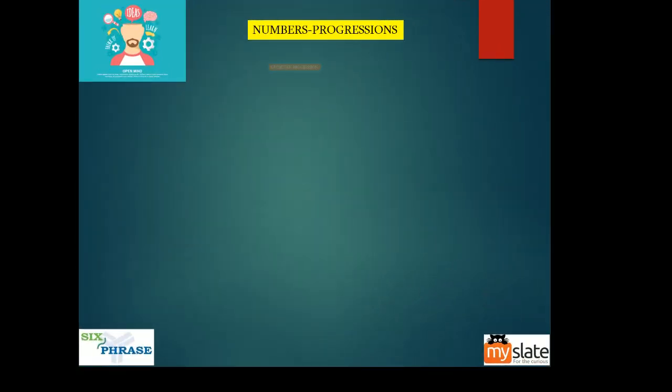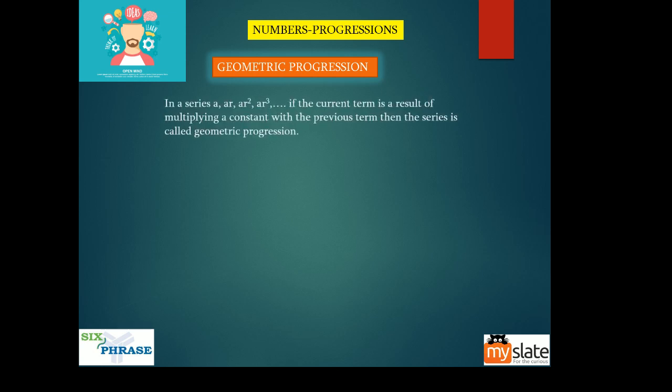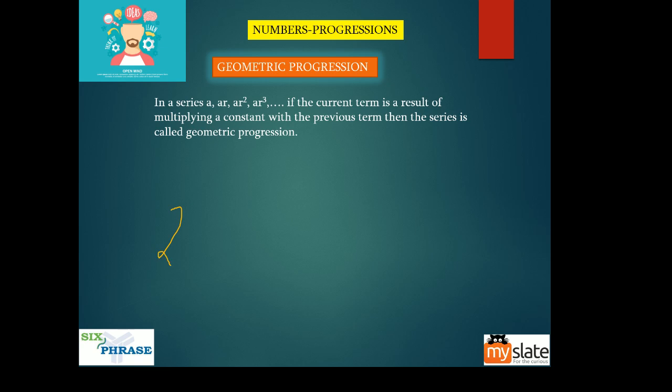Now, geometric progression. There is one more progression that you need to be aware of. Sometimes numbers will be like this: 2, 8, 24, 72, 216, and so on like this.